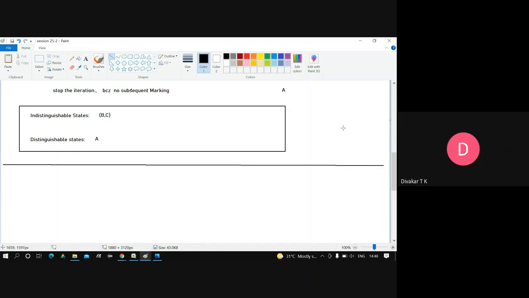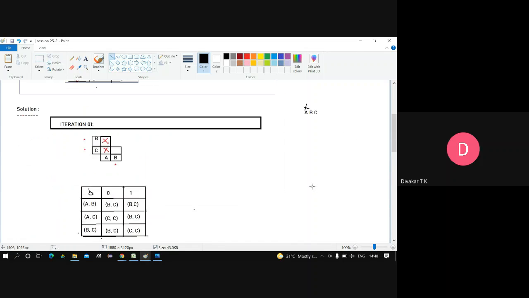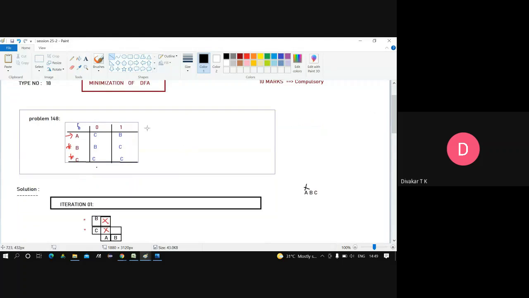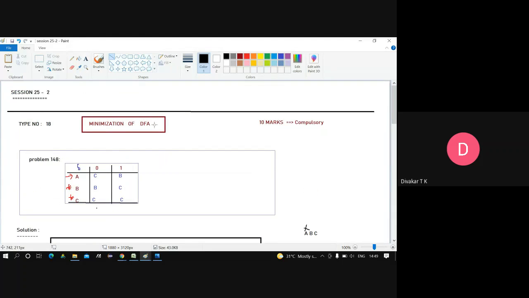Let me repeat it and give a conclusion now. We started today's session with construction of NFA with epsilon moves. We have done a lot of problems, and that carries approximately 15 marks, so you have to practice it more. Later we kick-started minimization of DFA.